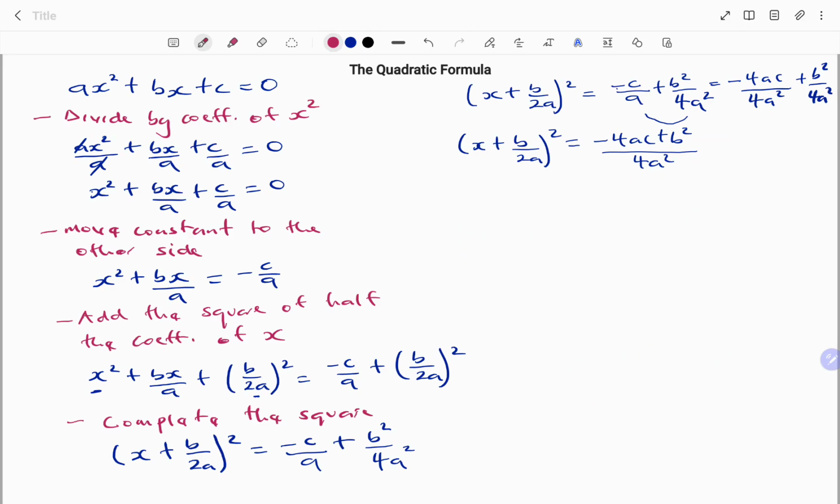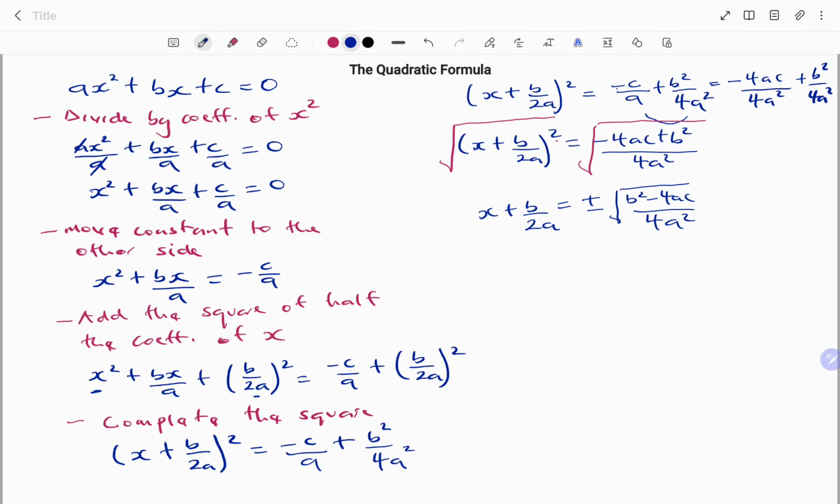To find x, I need to get rid of my square here, and I can do that by finding the square root of both sides. If I find the square root of both sides, I'm going to have x plus b over 2a equals plus or minus the square root of, I'm going to rearrange that quickly, b squared minus 4ac all over 4a squared.